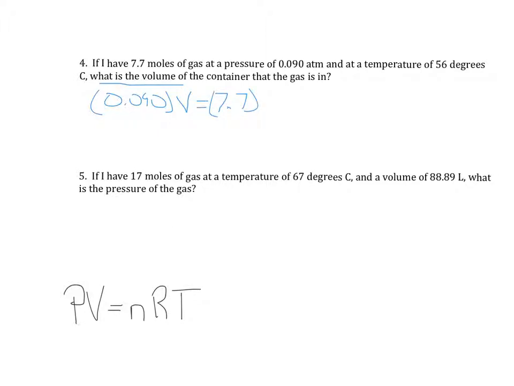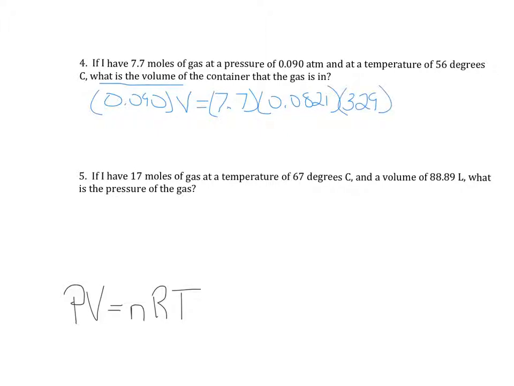R is your constant. So when you're dealing with atmospheres as your pressure, your gas constant is always 0.0821. And then your temperature is going to be 56 degrees Celsius, but remember we've got to convert that to Kelvin, so 56 plus 273 is going to give us 329.